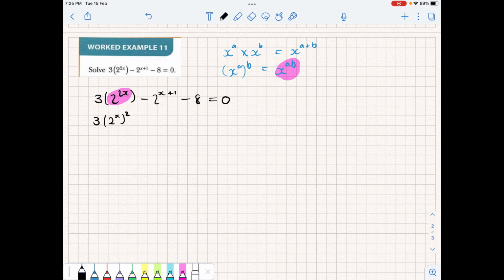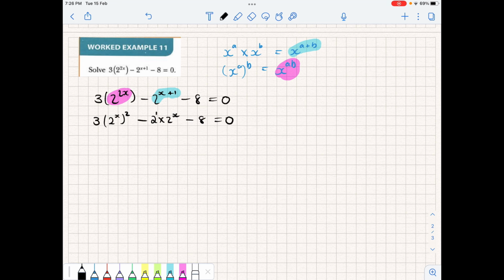And I'm going to try and do the same thing with the next term. Here I have 2 to the power of x, but I have this plus 1, and that is similar to this law here. When we multiply powers with the same base, we add the exponents. So I'm going to split those back up again. This is going to be minus 2 times 2 to the power of x, because this is 2 to the power of 1. These are 2 values with the same base. When we multiply them, we can add the exponents. So if we added x and 1, we'd get x plus 1. So I've just split them up again. And then we have minus 8 equal to 0.